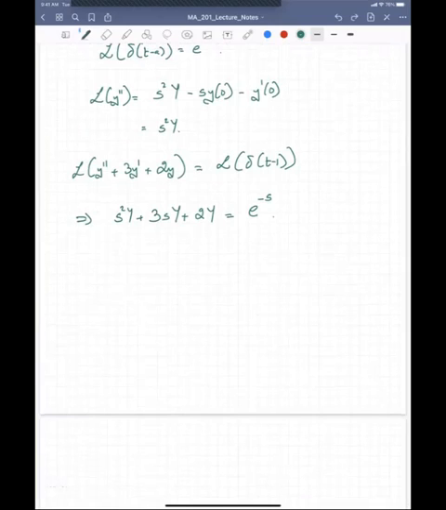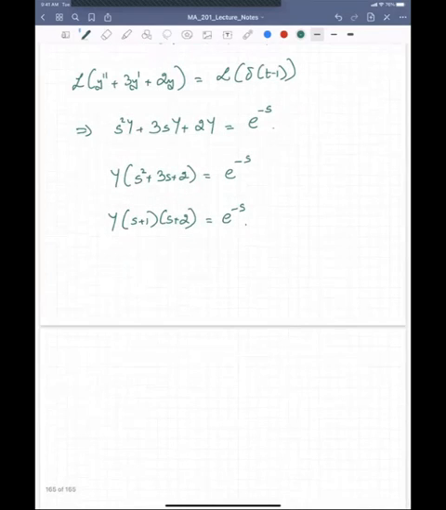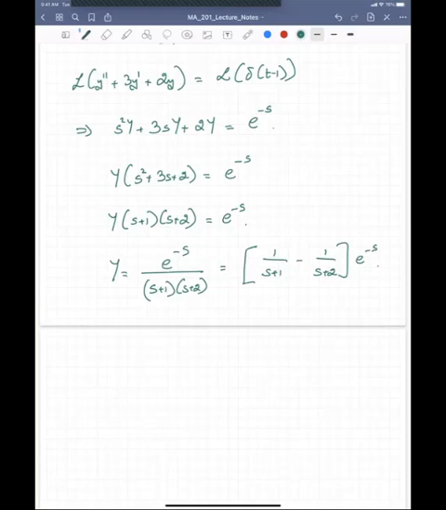So just for completeness' sake, we will go ahead and do this problem because it will also help us apply what is called the t-shifting theorem again. So Y times s squared plus 3s plus 2 equals e to the minus s. And this, of course, is factorizable. So the Laplace transform of the function that we are looking for is this, which you can quickly check for yourself that you can write as 1 over s plus 1 minus 1 over s plus 2, using partial fractions, times e to the minus s.